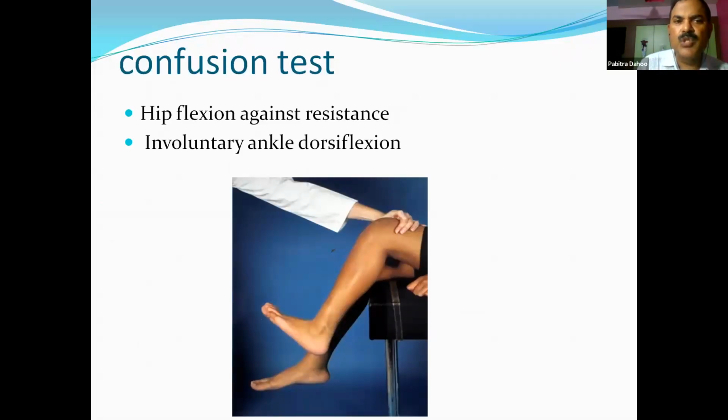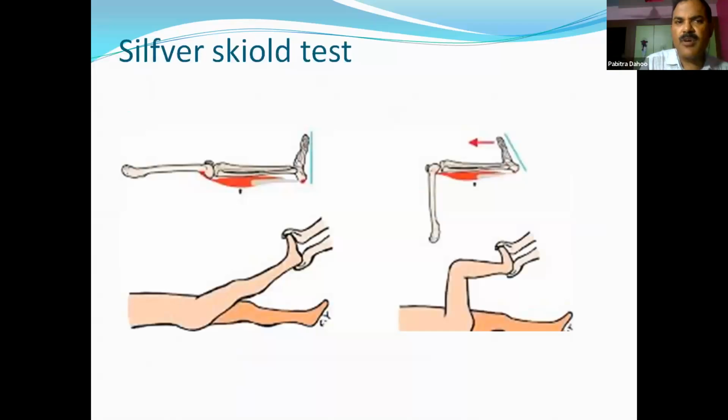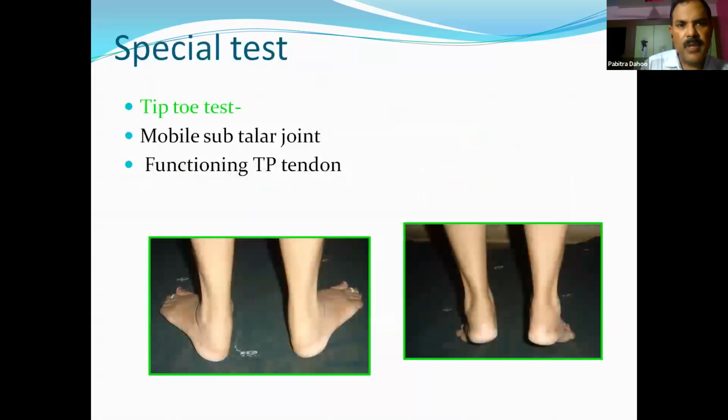If the child can do hip flexion against resistance, you resist it and ask the patient to lift his thigh. There will be involuntary contraction of the dorsiflexors. That's the confusion test, a simple way for small kids to see whether the dorsiflexors are working or not. Silverskiold test we have already discussed, so I don't want to discuss it anymore here.